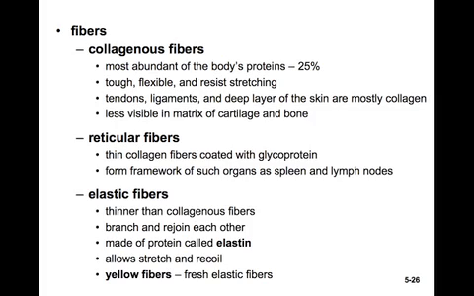Also, reticular fibers. Reticular fibers are thin collagen fibers. They're coated with glycoproteins. They form a framework of organs like the spleen and lymph nodes. We'll also see elastic fibers, which are much thinner than collagenous fibers, and they branch and rejoin each other. And they're made from a protein called elastin.